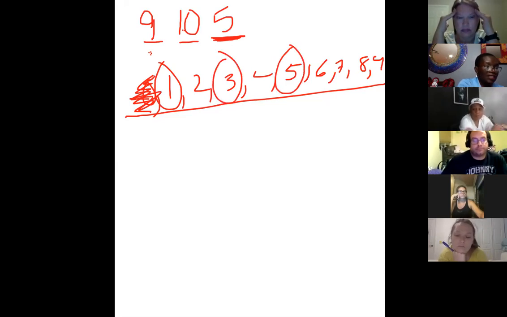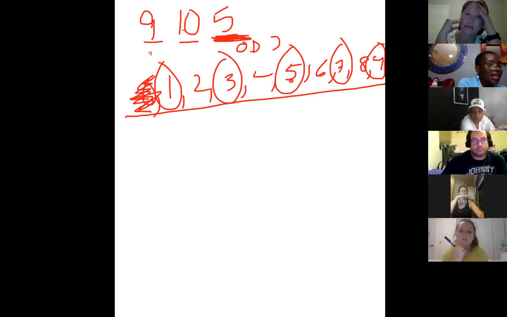I want this last digit right here to be odd. So how many odd numbers do I have from 0 up to 9? 1, 2, 3, 4, 5. That's 5 of them: 1, 3, 5, 7, 9. So right here, there's 5 odd numbers. I want that last number to be odd. That's what you have to remember.